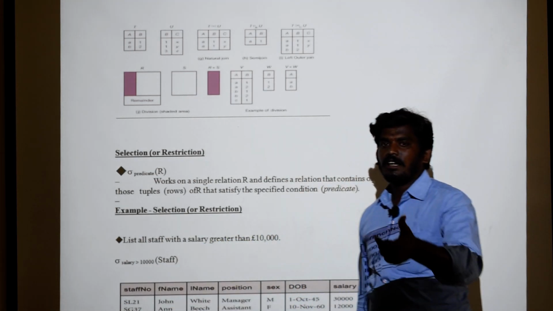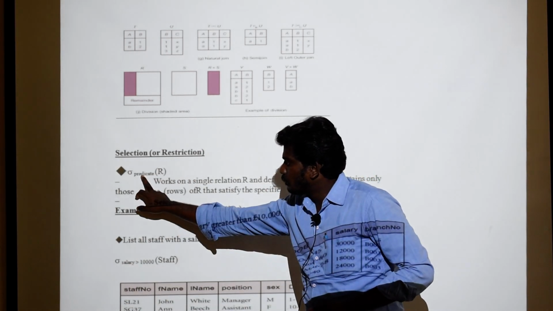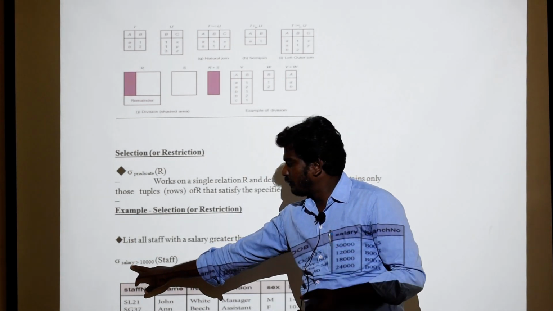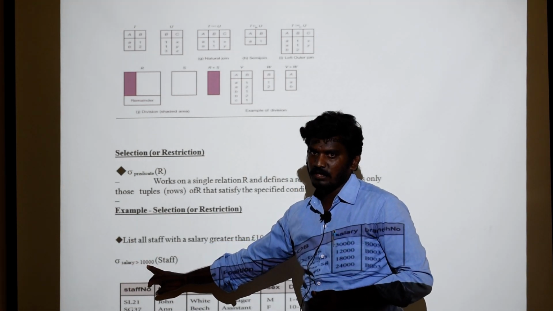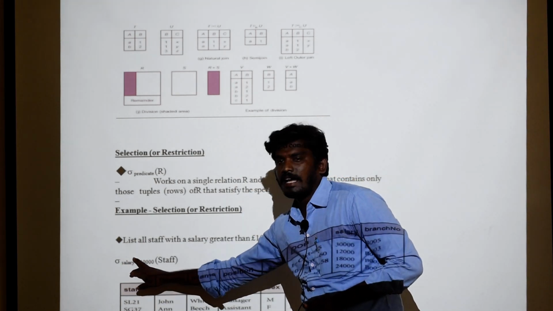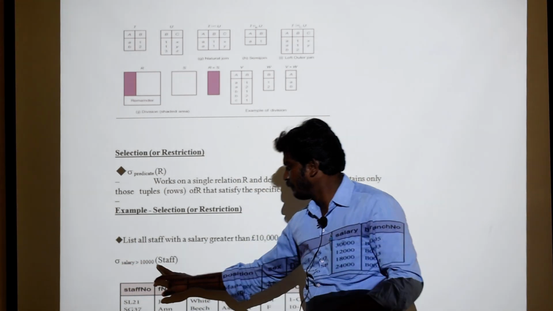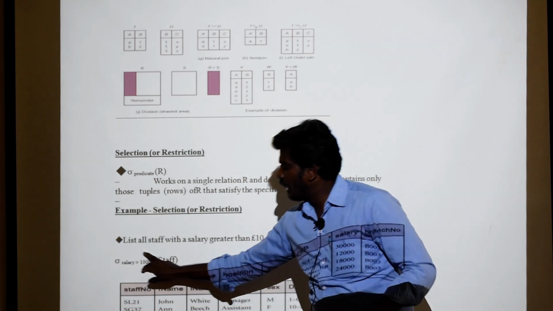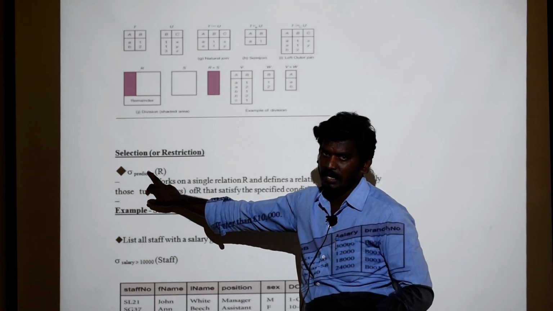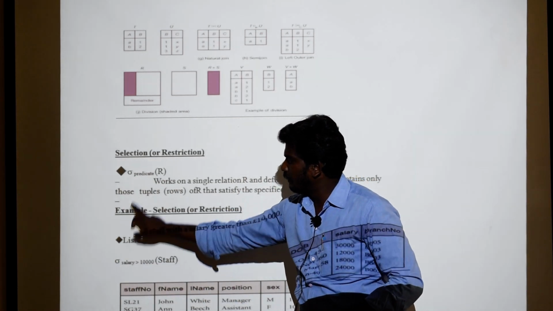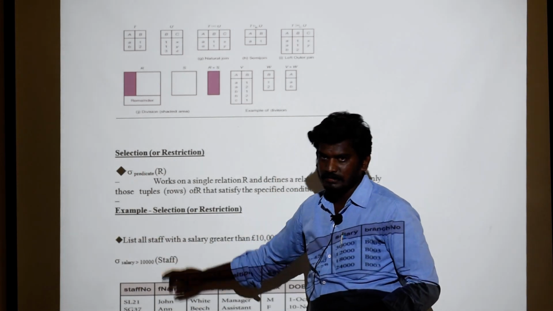Likewise, the predicate is the condition statement, the salary greater than 10,000, isn't it? We have to know that salary is a column, okay? Then staff is the table. Now you relate this example with the syntax. So the sigma symbol is there, the predicate is there, and R is the relation.